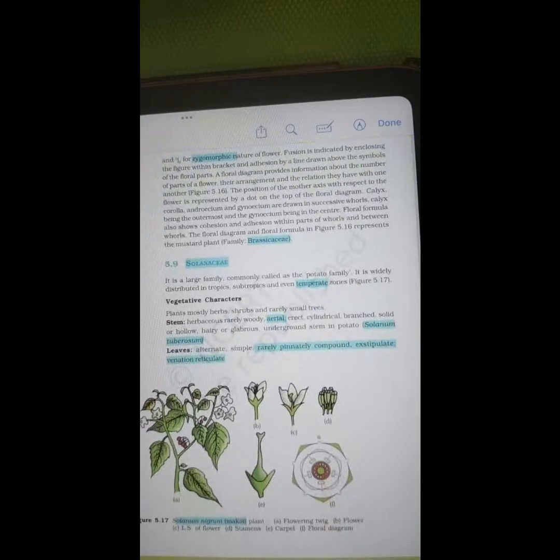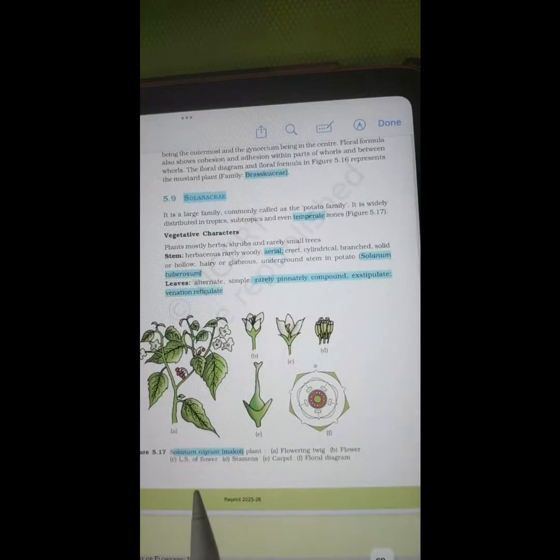I hope it is clear to you. So the leaves are alternate, simple, rarely pinnately compound, exstipulate. Stipules are thorn-like structures; if they are not there, the leaves will be known as exstipulate, and venation will be reticulate. Solanum nigrum is the plant that they have taken for description, and the common name of this plant is makoi.